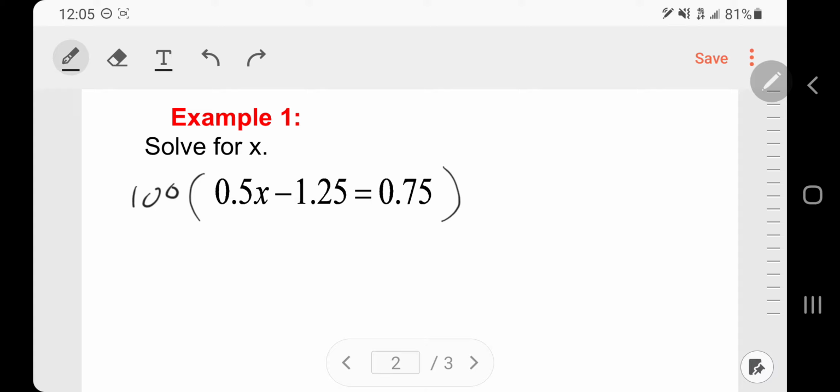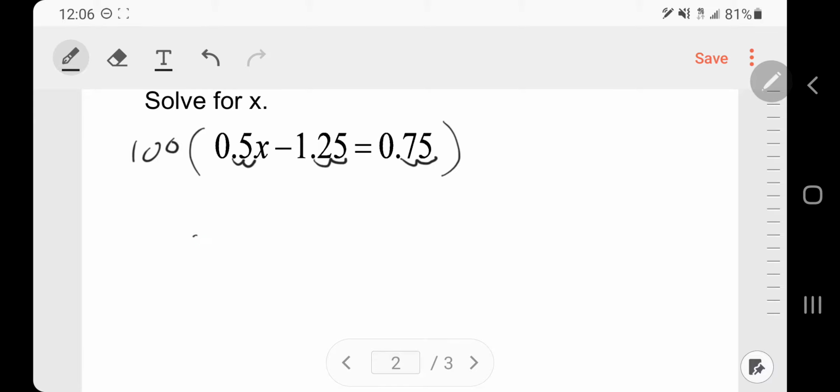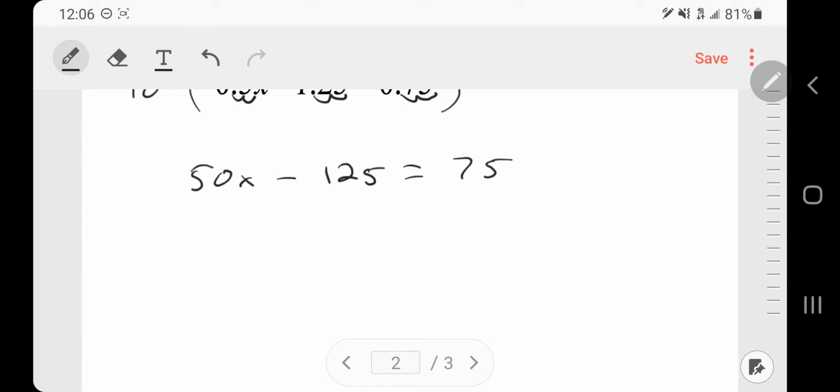By multiplying everything by 100, we're moving our decimal places 2 places to the right in each of them and rewriting our equation. So 0.5x would become 50x, 1.25 would become 125, and 0.75 would become 75. We've eliminated all of our decimals, and now we just have a two-step equation that we can solve.